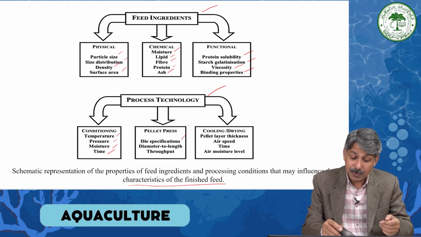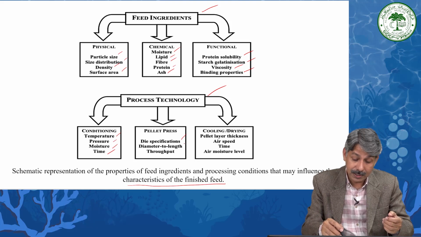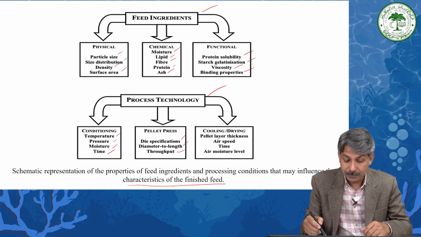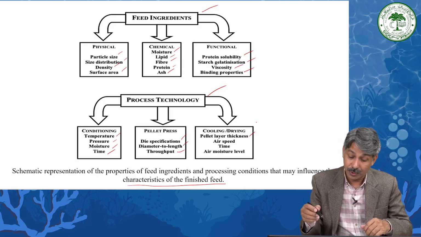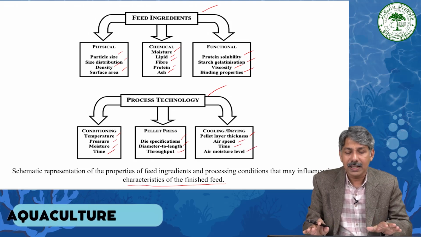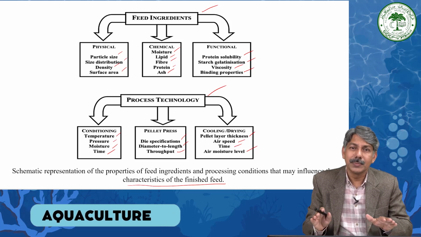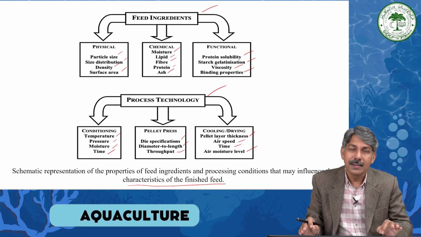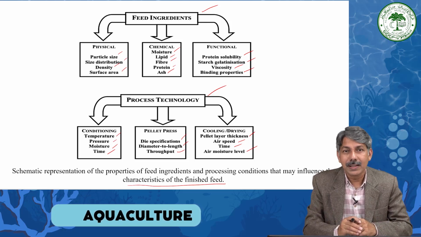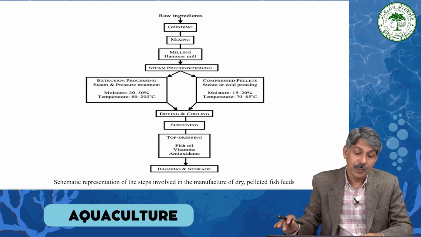Pellet press and die specifications are very important. Diameter to length measurements and throughput, everything will have impact on the finished feed. Then cooling and drying procedure: pellet layer thickness, then air speed, time, and air moisture level. All these characteristics should have a defined range within which they are applied for the production of finished feed.